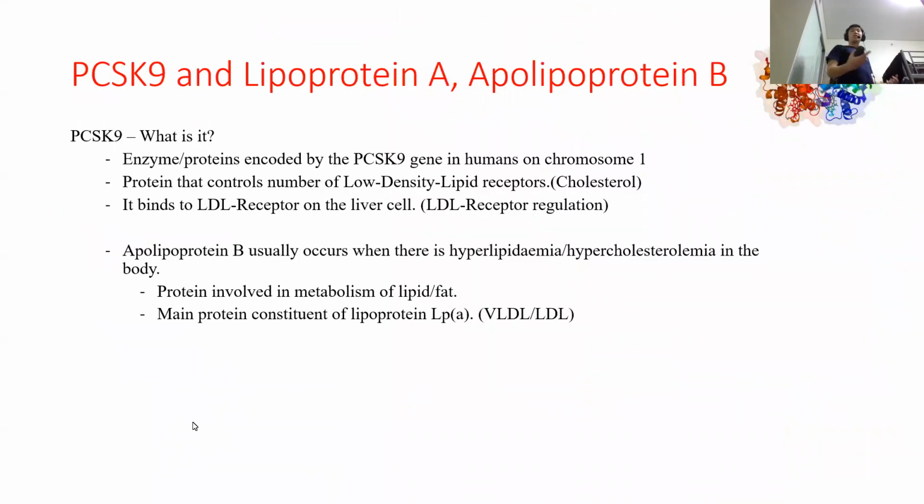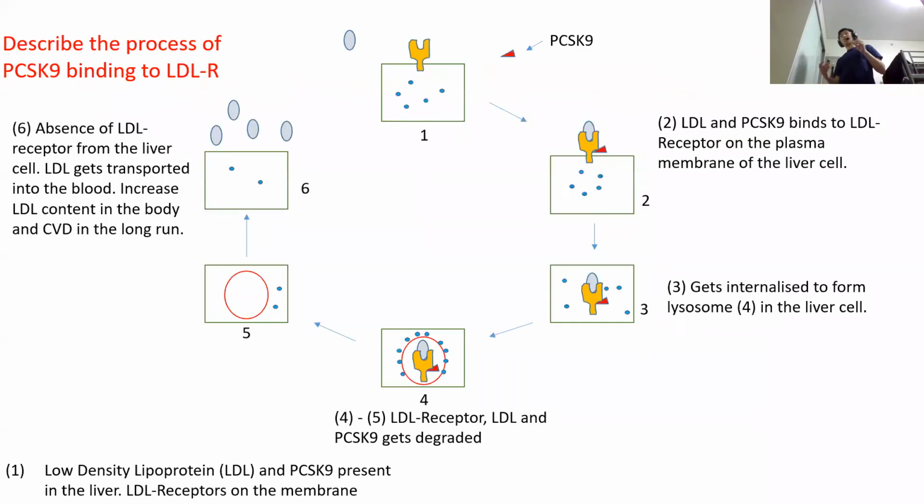So I'll talk about PCSK9. What's PCSK9? PCSK9 is an enzyme protein encoded by a gene in human chromosome 1, and it binds spontaneously to the low-density lipoprotein receptor, known as LDLR, in the hepatocytes or liver cells. This low-density lipoprotein is usually known as lipoprotein A or apolipoprotein B-100, which I will talk about in the next few slides.